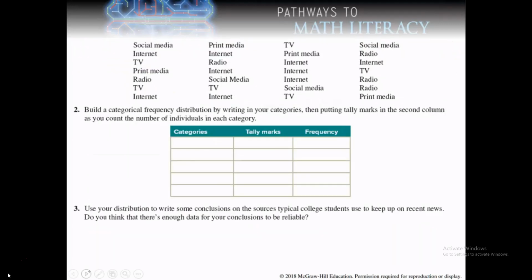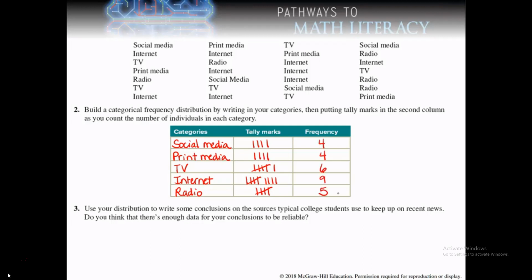And then in number 2, we're going to go through those responses and tally up how many students chose each. And then for the frequency column, we'll convert each of those to actual numbers. You wouldn't have to do the tally mark step, but some people do find it helpful for organizing their counts.